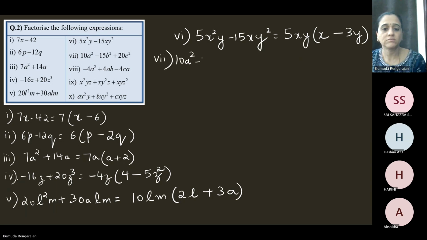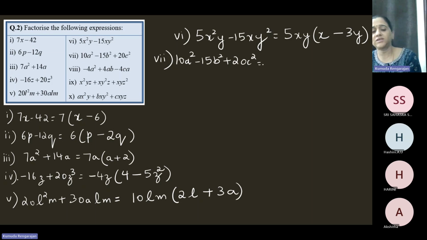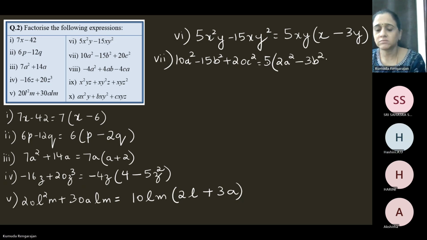Asmi, how many terms? 3 terms, ma'am. HCF of the 3 terms? 5. Just 5. Okay, then first term in the bracket? 2a squared, minus 3b squared plus 4c squared. Correct.